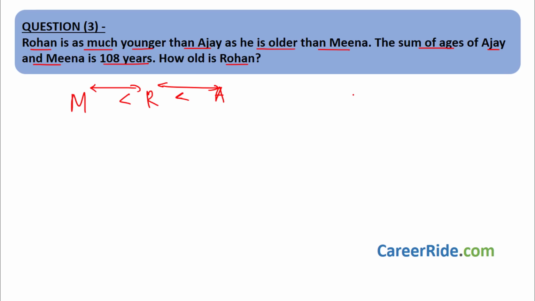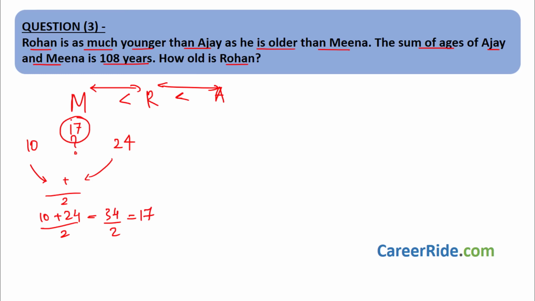Now let us assume another example over here. Let us say there are two numbers, 10 and 24, and if someone asks you which number comes exactly at the center of these two numbers, how will you find out? You will simply take 10, add it to 24 and then divide by 2. So what you will get? 10 plus 24 divided by 2, that is 34 divided by 2, it is 17. So you will say 17 lies exactly at the center of 10 and 24.